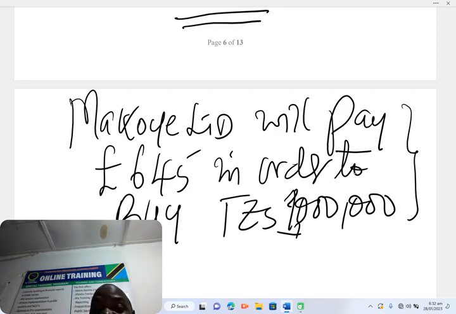So Macaulay Limited will pay who? Will pay the bank. Will pay the bank dealer. Will pay the bureau de change. How many? This pound, so that he gets ZS 1 million. This is the cash flow.